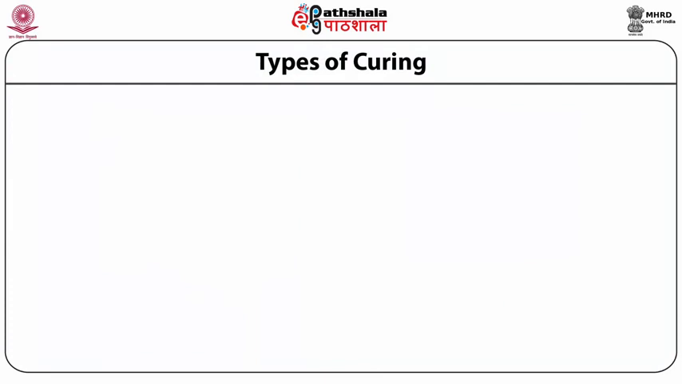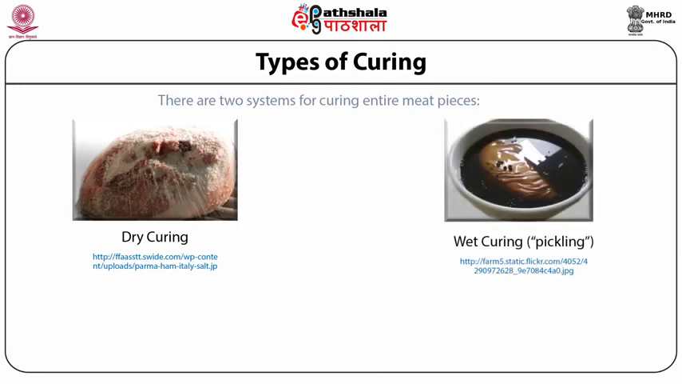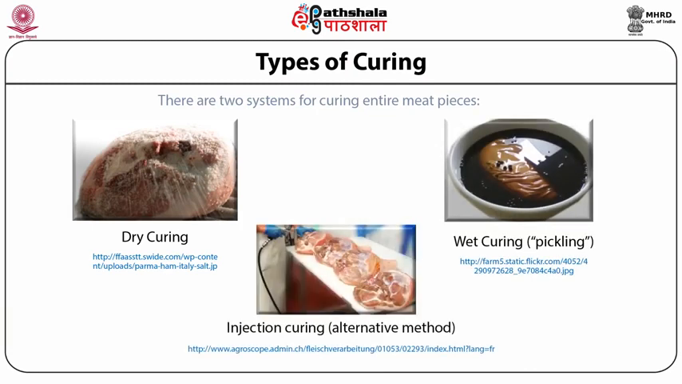Types of curing. There are 2 systems for curing entire meat pieces, which include dry curing and wet curing, and the type of final product determines which system will be used.